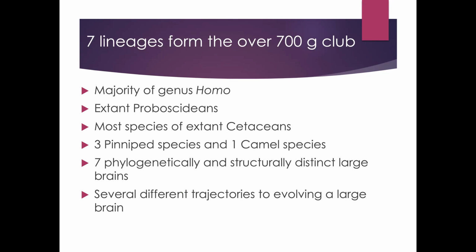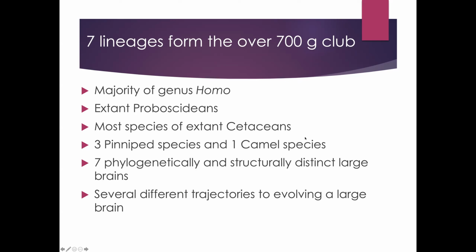If we look at this, what I call the over 700 gram club, it's an idea I've floated around for a while. There are 7 lineages within this over 700 gram club. There's the majority of the genus Homo, the extant elephants, the majority of the species of extant whales and dolphins, 3 species of seals, and 1 camel species.